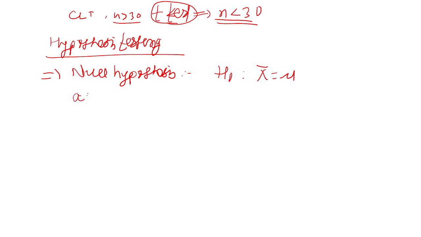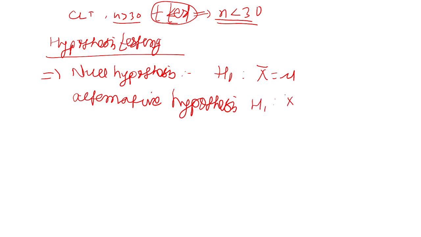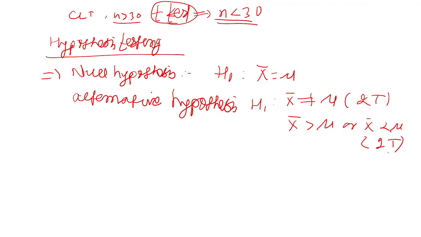So what will be the alternative hypothesis? That will be a two-tail test, or greater than or less than, so it becomes a one-tail test. Okay. So what is the test statistic for this?